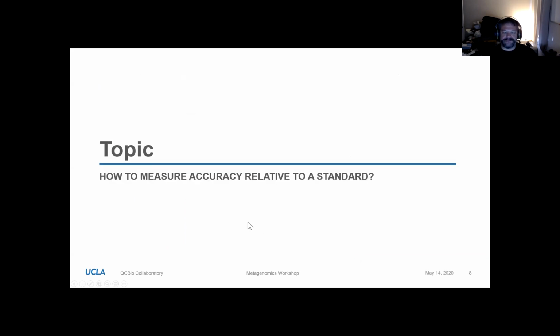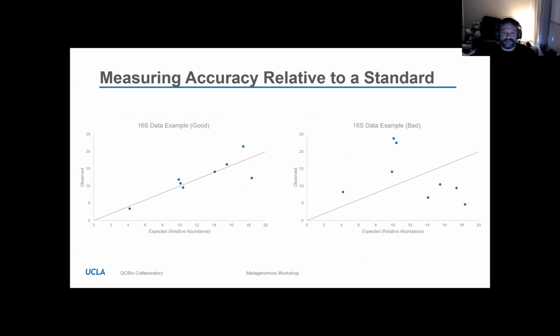So how to measure accuracy relative to a standard? A lot of this is based off of work that's not yet published. Once I'm done teaching, I'm going back to writing up this paper. This is a technique I developed. It's a bioinformatic technique, and you can actually download the Dockers for this and run it on your own data. So, measuring accuracy relative to a standard.